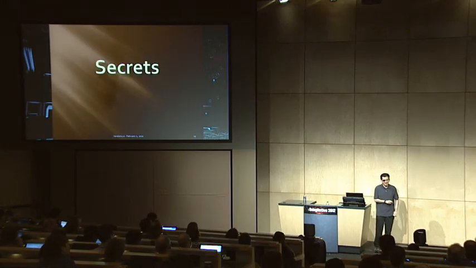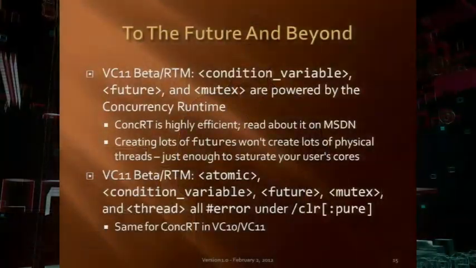Now on to secrets. I mentioned that there are secrets that I'm going to reveal. The first one relates to futures, which we've seen a couple times, and it's on the back of the t-shirts that were handed out. We are shipping in VC11 implementations of all of the threading and futures headers that were not present in VC10. We would have loved to get them in, but there was just no time to add more standard library features. We have that time in VC11.